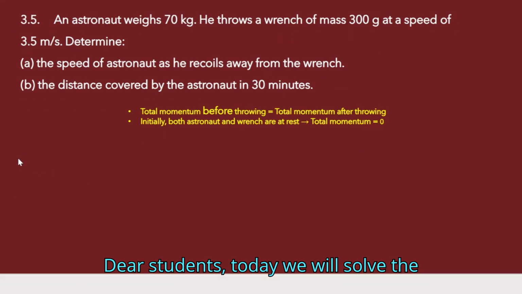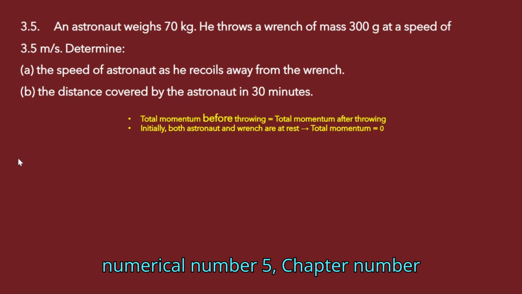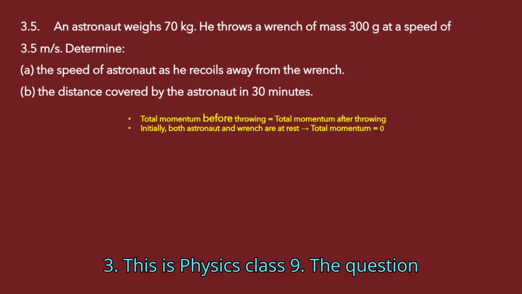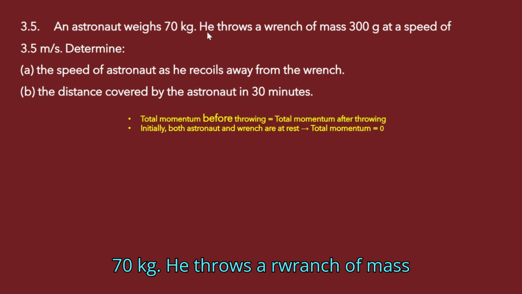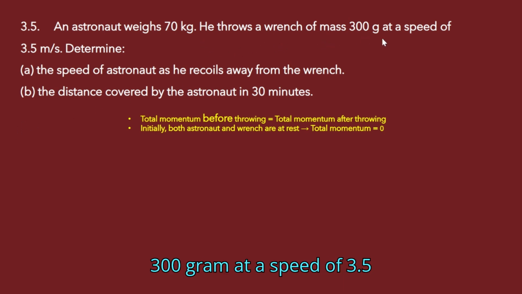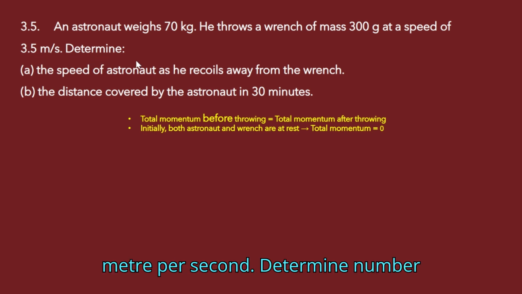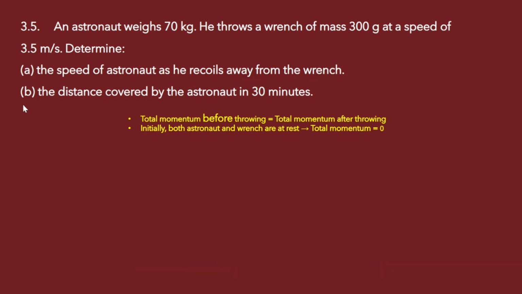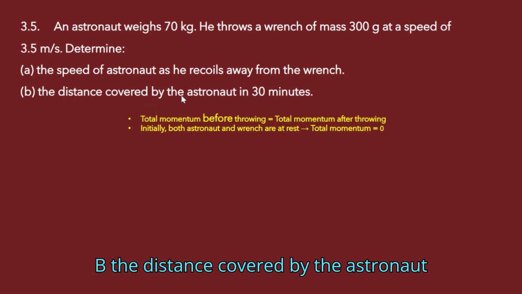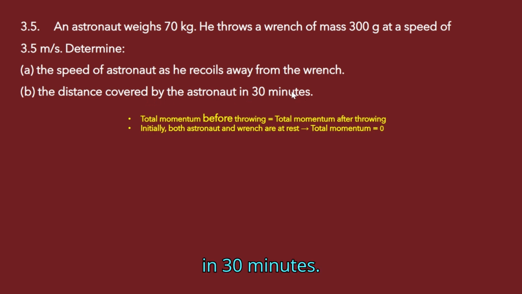Dear students, today we will solve numerical number 5, chapter number 3. This is physics class 9. The question states that an astronaut weighs 70 kg. He throws a wrench of mass 300 gram at a speed of 3.5 meter per second. Determine, A, the speed of the astronaut as he recoils away from the wrench. B, the distance covered by the astronaut in 30 minutes.